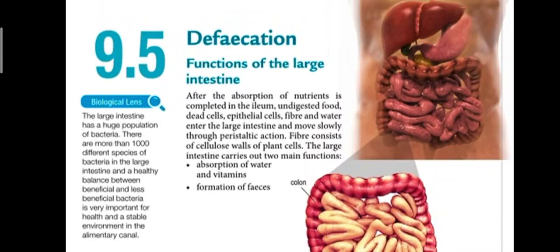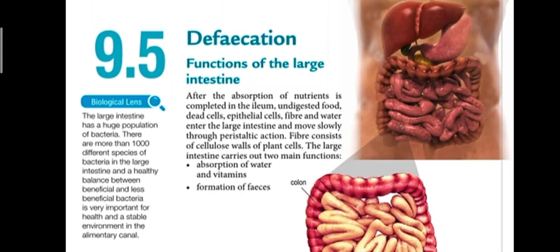Okay, so we continue Biology Form 4 Chapter 9, another subtopic 9.5, Defaecation. The first one, functions of the large intestine. After digestion, the nutrients produced will be absorbed in our small intestine. What happens is the undigested food, dead cells, epithelial cells, fiber and water will enter our large intestine and move slowly through peristaltic action.